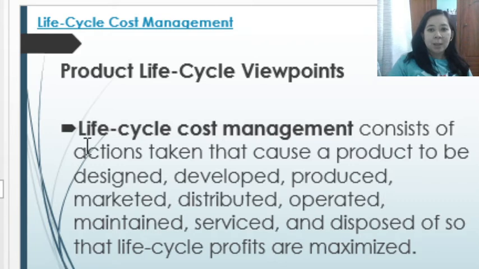What about life cycle cost management this time? Here, basically, it consists of the actions taken that cause a product to be designed, developed, produced, marketed, distributed, operated, maintained, serviced, and disposed of, so that the life cycle profits are maximized. So basically, life cycle cost management is the combination of those different product life cycle viewpoints, from the time the product is conceived up to the time that it is disposed of.